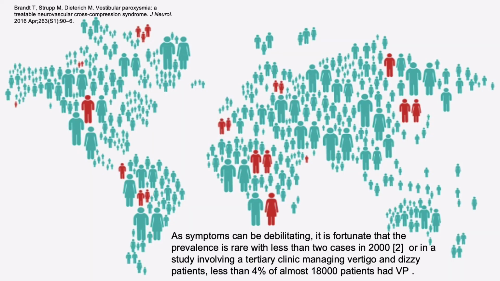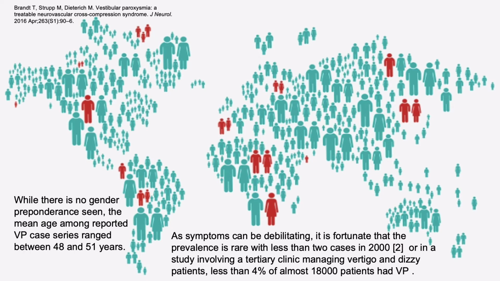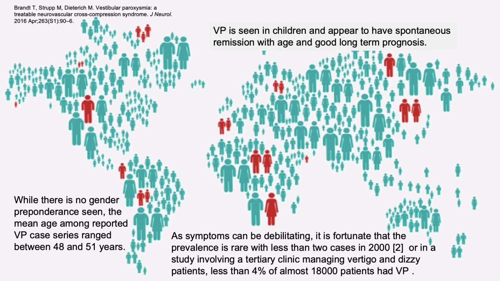As symptoms can be debilitating, it is fortunate that the prevalence is rare, with less than 2 cases in 2000, or in a study involving a tertiary clinic managing vertigo and dizzy patients, less than 4% of almost 18,000 patients had vestibular paroxysmia. While there is no gender preponderance seen, the mean age reported in vestibular paroxysmia case series ranges between 48 and 51 years. Vestibular paroxysmia is also seen in children and appears to have spontaneous remission with age and good long-term prognosis.